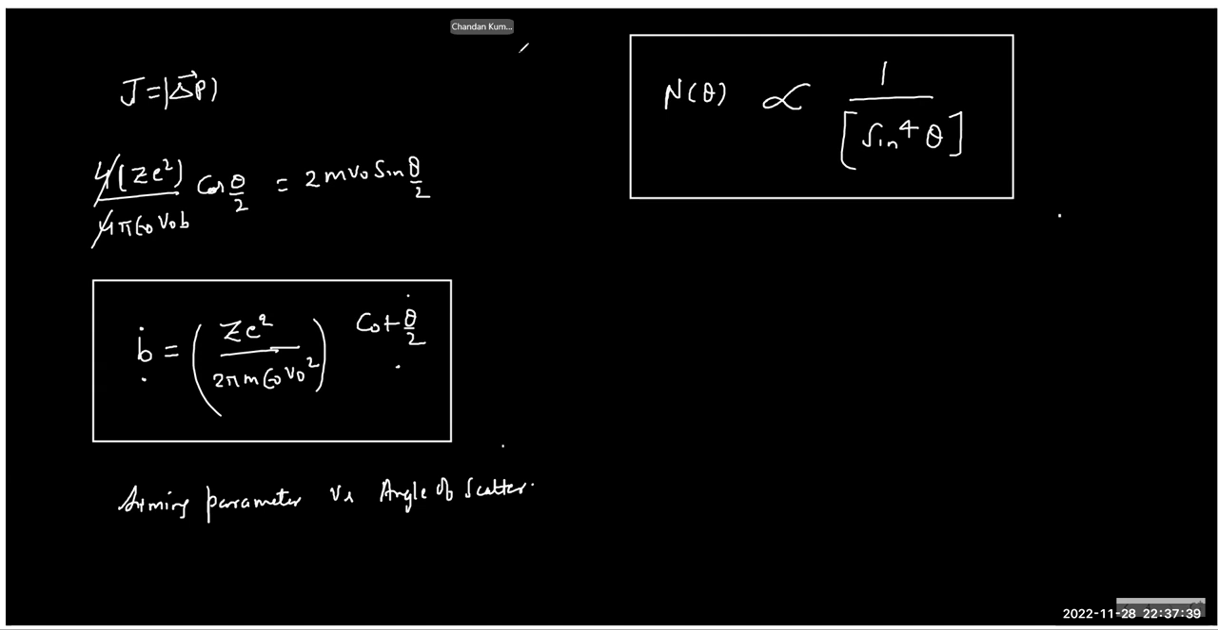So there are many formulae. There's a formula for the fraction. There's a formula for the cross section. So the cross section we write as, this is easy, a sigma, where we take the aiming parameter as a radius.